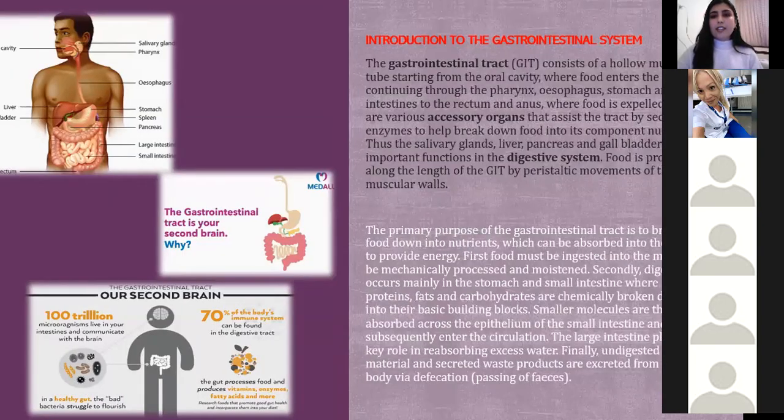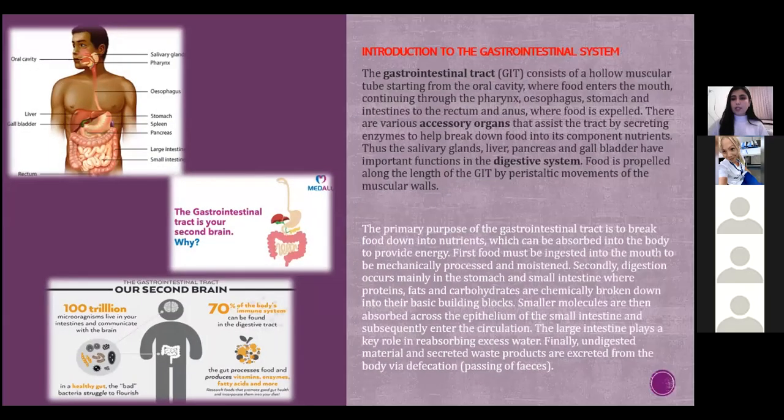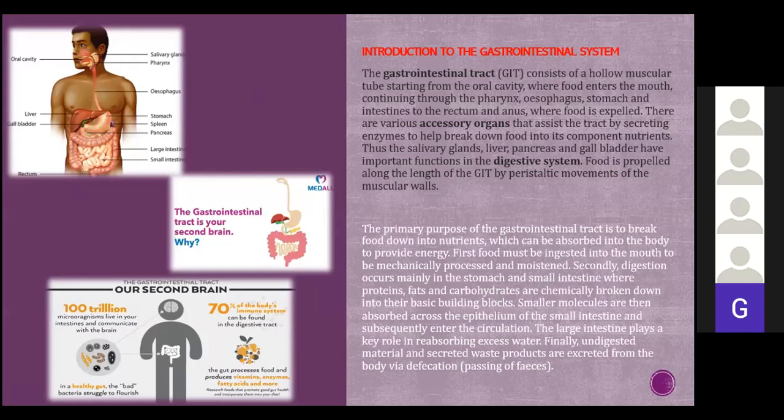The gastrointestinal tract consists of a hollow muscular tube starting from the oral cavity, where food enters the mouth, continuing through the pharynx, esophagus, stomach, and intestines to the rectum and anus, where food is expelled. There are various accessory organs that assist the tract by secreting enzymes to help break down food into its component nutrients. Thus, the salivary glands, liver, pancreas, and gallbladder have important functions in the digestive system.